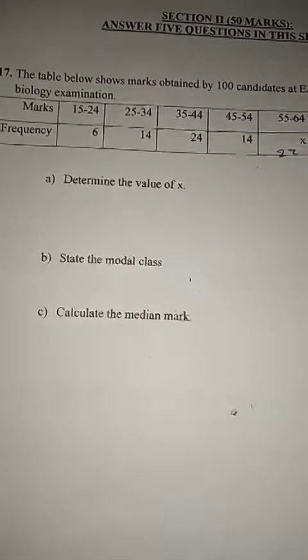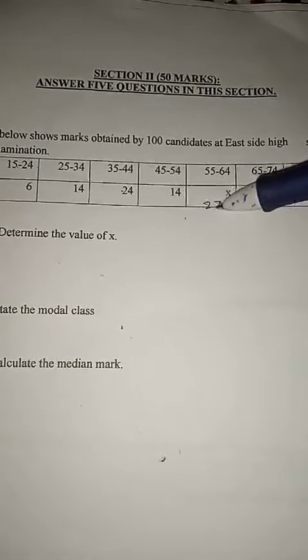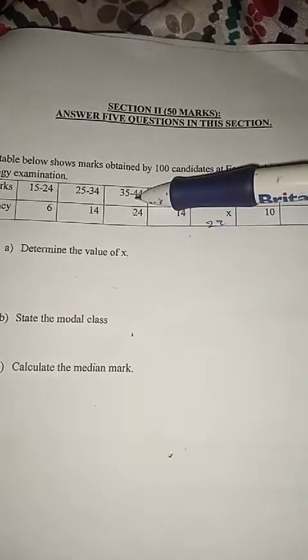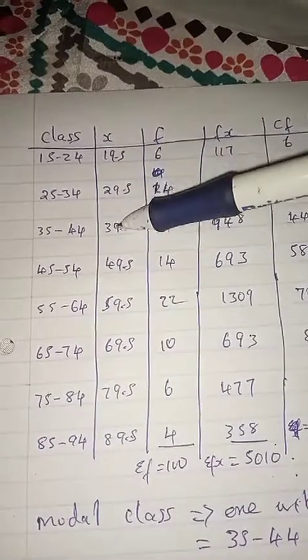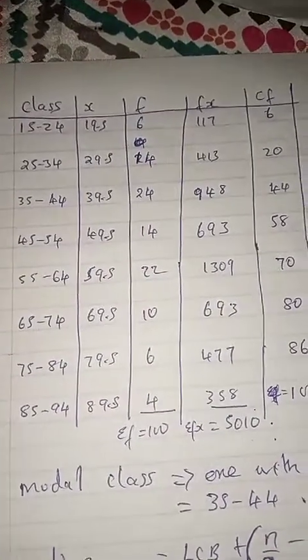State the modal class as the second question. Remember, the modal class comes from the one that has the highest frequency. This is 22 as the value of x, this is 24, and the others are lower than 24. Therefore, the highest frequency here is 24. We have our modal class of 35 to 44. Remember, if they say a modal mark, then you come for that class that has the modal frequency, then obtain the modal mark. To get this value, you simply add this one plus this one, then divide by 2. That is 35 plus 44 divided by 2 to get 39.5.